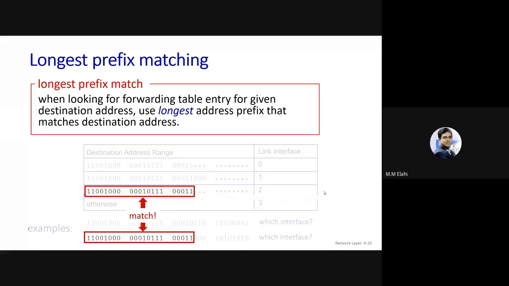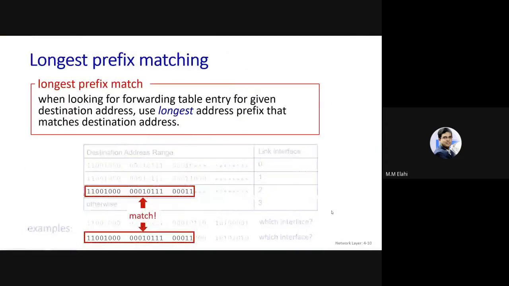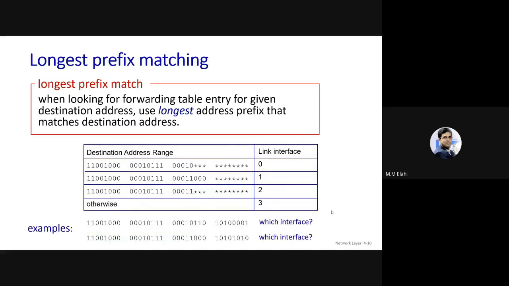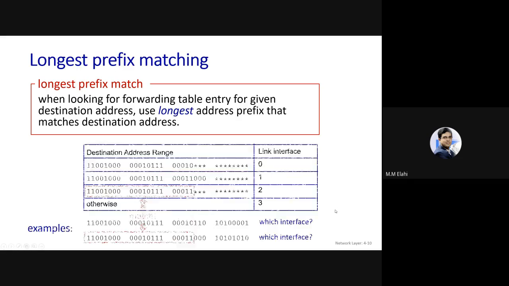Okay, let me start again. So for the first one, you can see the 21 bits match. Suppose it did not match, then it will definitely go to the second one. But since the first entry matches, it will send to interface 0. Now, before going to the second example, let me ask you which interface it will forward.